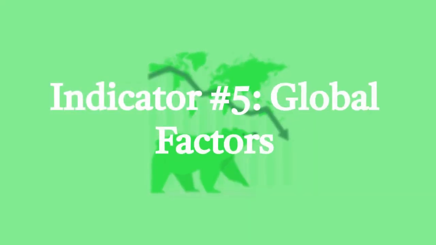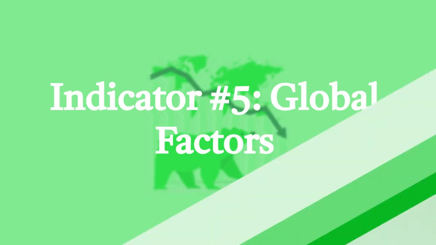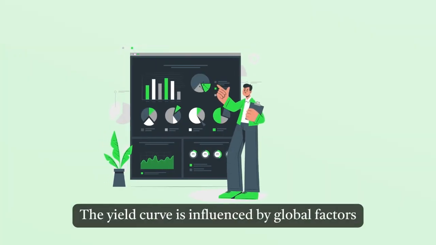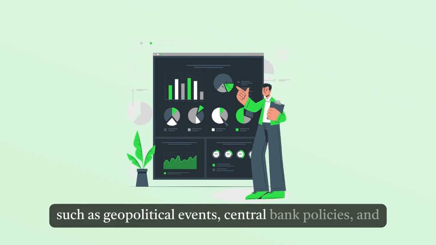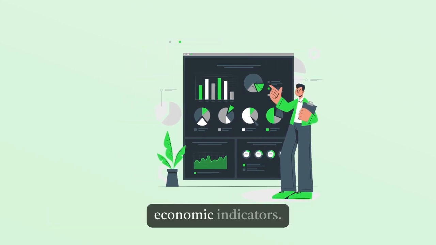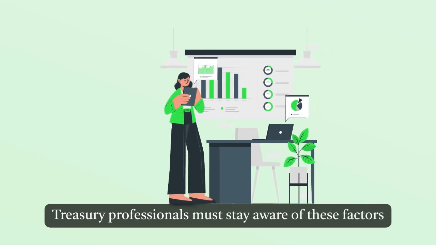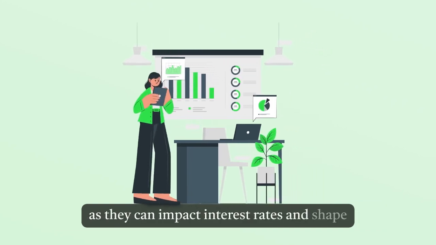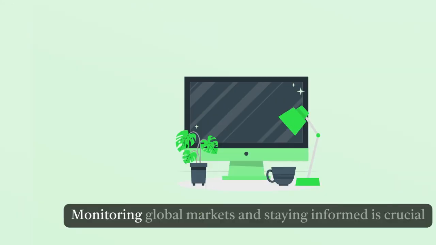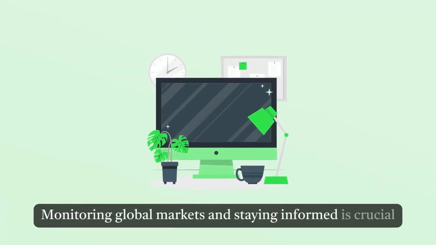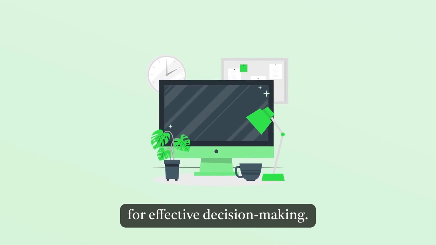Indicator number 5, global factors. The yield curve is influenced by global factors such as geopolitical events, central bank policies, and economic indicators. Treasury professionals must stay aware of these factors, as they can impact interest rates and shape the yield curve. Monitoring global markets and staying informed is crucial for effective decision-making.